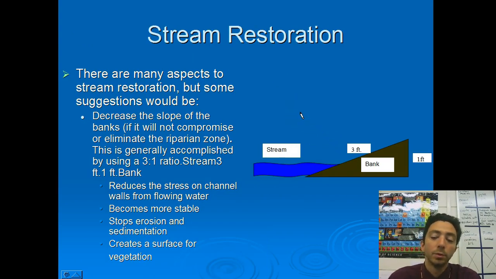A couple things we can do. So if we have a stream that is degraded for some factor, there's some things we can do to restore it and kind of bring it back to a healthy ecosystem.